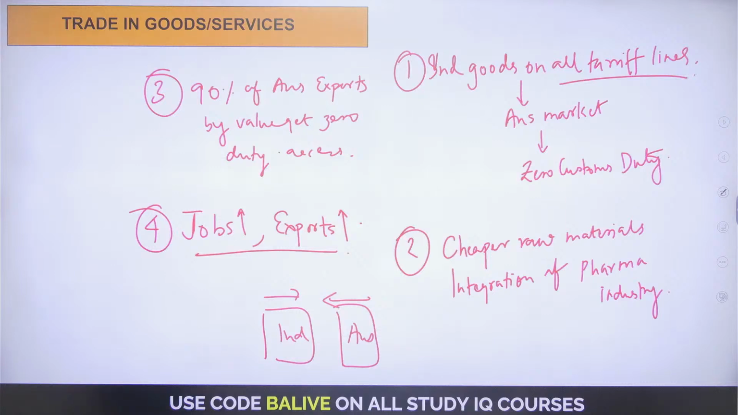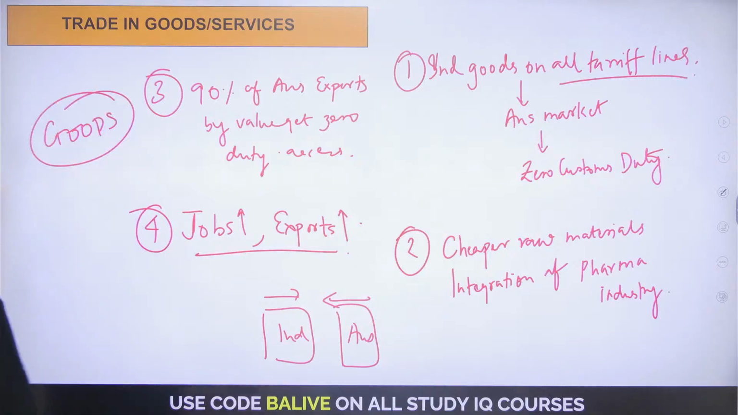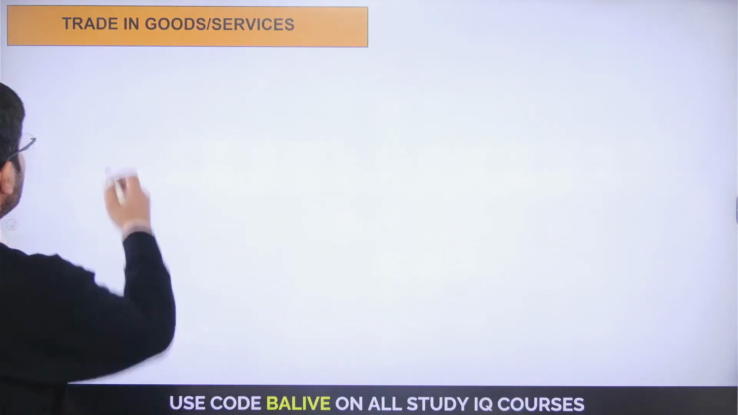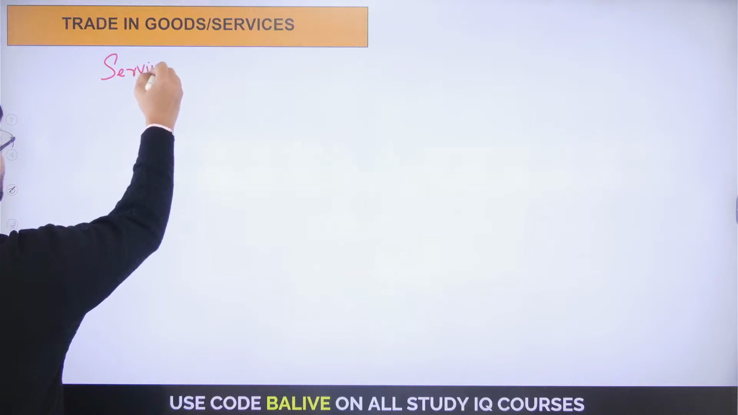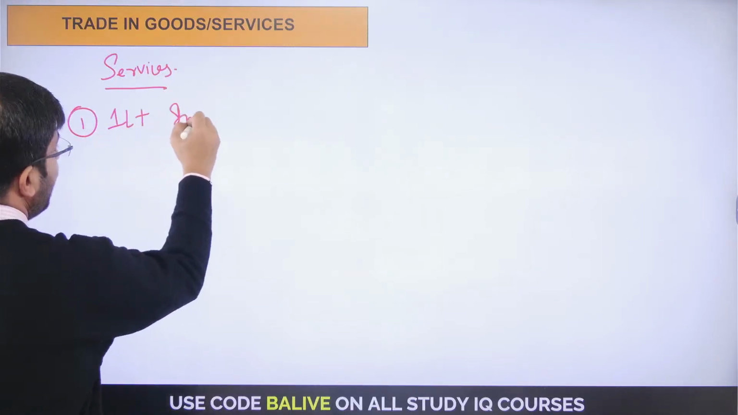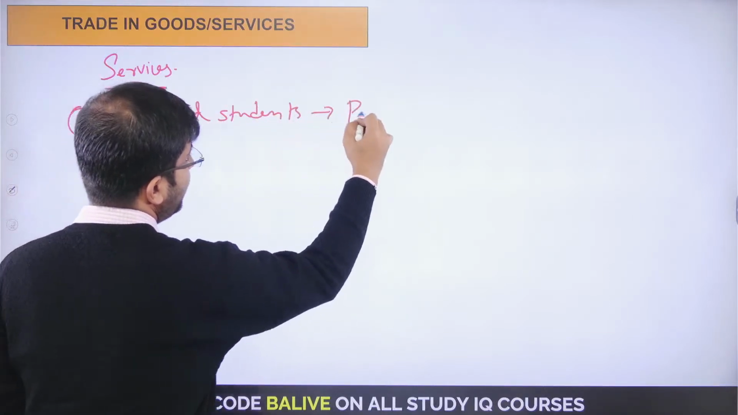Now, in terms of trade in services, this is the trade in goods part. Okay, this is my goods issue. Now, what happens in trade in services? Let's understand services. So, in services now, you have around 1 lakh Indian students in Australia. Okay. Now, all of them after the ECTA get post-study work visas.